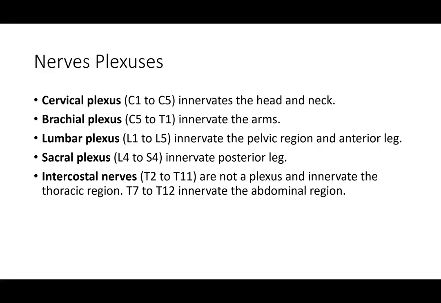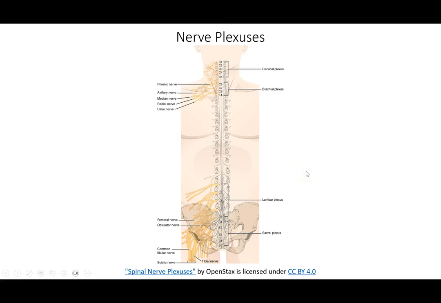So here's the plexuses. The cervical plexus innervates the head and neck, brachial plexus to the arms, lumbar plexus to the pelvic region and anterior side of the leg, and then the sacral plexus innervates the posterior side of the leg. And then we do have intercostal nerves. These are not part of a plexus, and these are going to go to the thoracic region in between each of the ribs initially, so T2 to T11 are the intercostal nerves, and then T7 to 12 help innervate the abdominal region specifically.